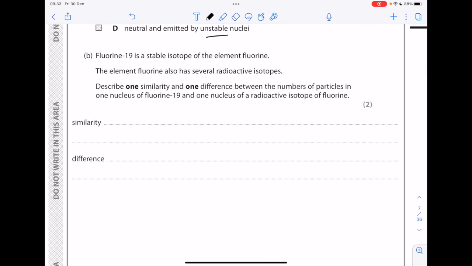Fluorine-19 is a stable isotope of the element fluorine. The element fluorine also has several radioactive isotopes. Describe one similarity and one difference between the number of particles in one nucleus of fluorine-19 and one nucleus of a radioactive isotope of fluorine. It's a very long-winded way of asking you to define an isotope, which, remember, comes up an awful lot in chemistry. So they have the same number of protons, because remember that dictates the element. In this case, it's fluorine. But a different number of neutrons, which, remember, gives them a different mass number.